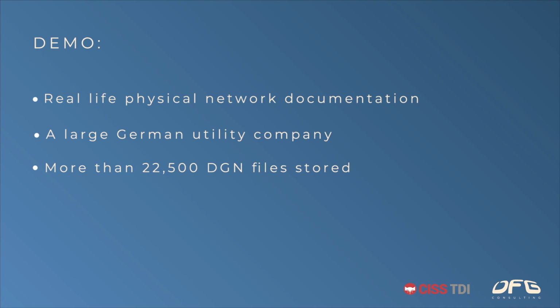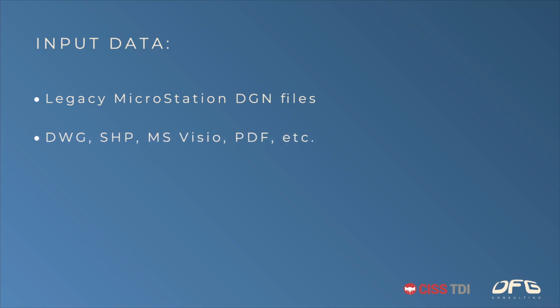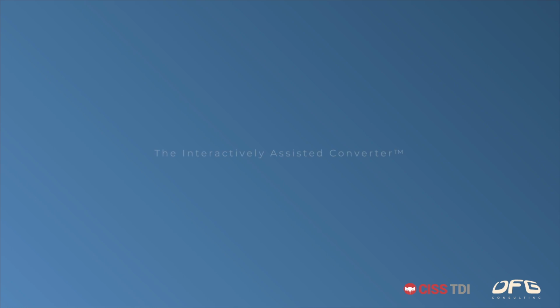22,500 DGN files. In this video, we will show you how to structure legacy MicroStation DGN files with minimal costs and time effort. However, the same approach would work for converting any other type of legacy network inventory data stored, for example, in DWG, SHP, MS Visio, PDF files, etc. We successfully converted the customer's entire network documentation using a tool called Interactively Assisted Converter. We will show you how, step by step.